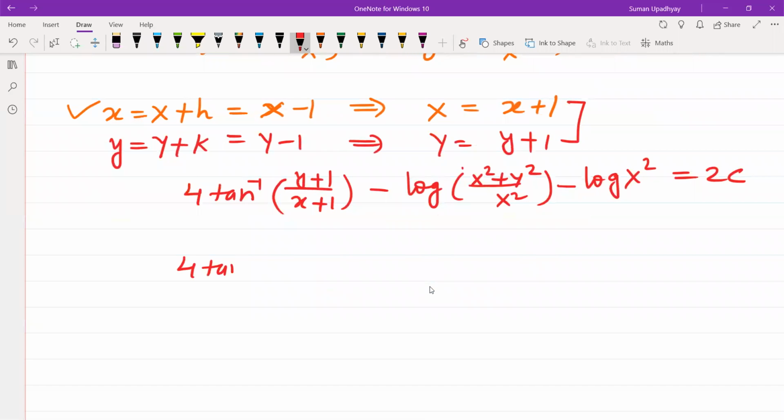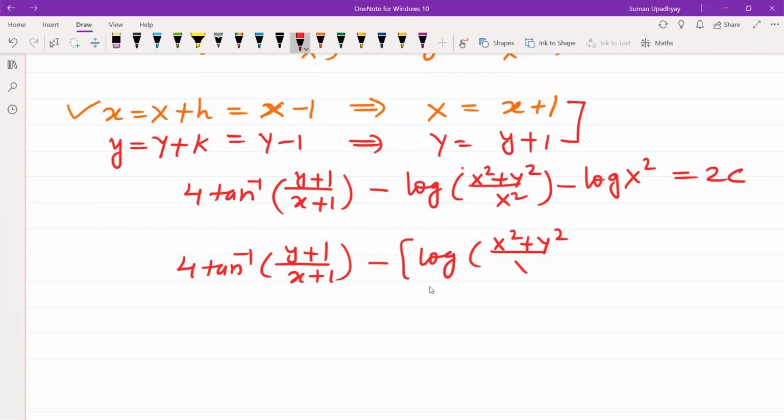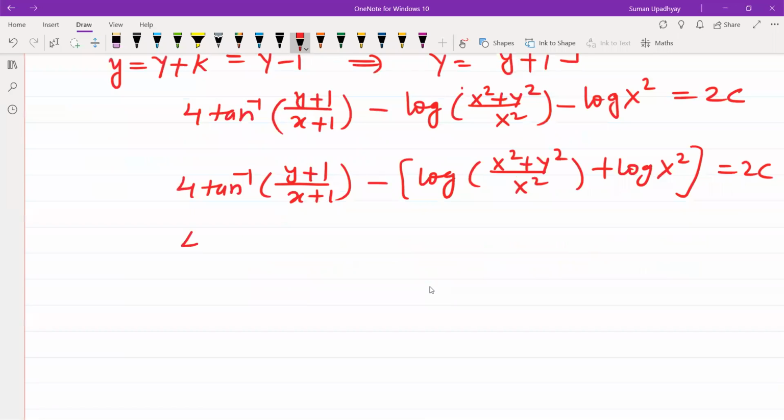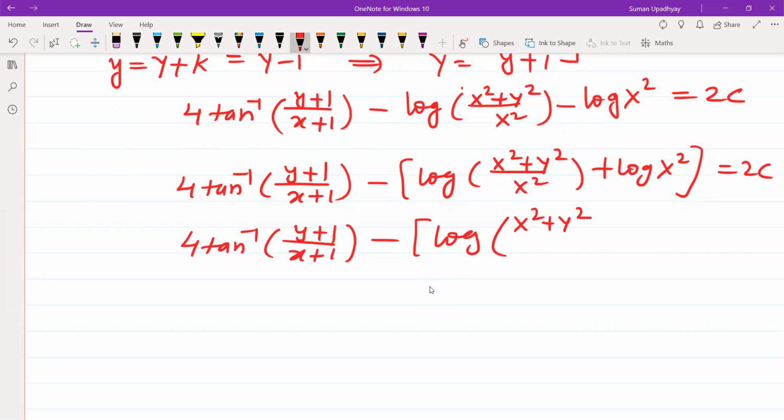So it is going to be 4 tan inverse of (y plus 1) upon (x plus 1) minus, if I take minus common, this term is going to be log of (x square plus y square) upon x square plus log x square is equal to 2c. Now it is in the form of log a plus log b. Log a plus log b is log of a into b. So minus log of, this is my a, (x square plus y square) upon x square, into b. B is what? X square, equal to 2c.